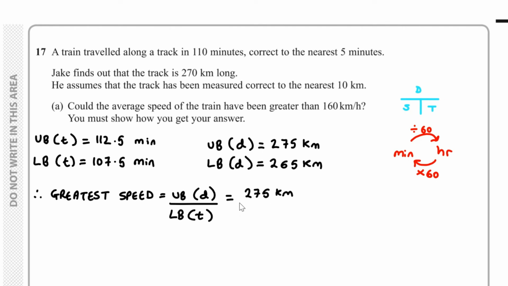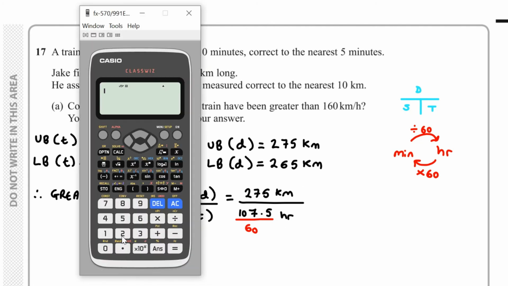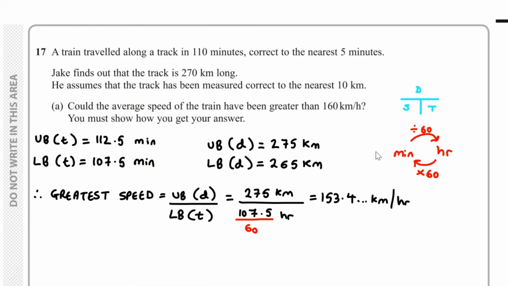So upper bound of distance, that's 275 kilometers, and the lower bound of time, that's 107.5 divided by 60. Let's just show this in red actually. Hours. So I've got 275 divided by 107.5 over 60, which is 153.4 etc. kilometers per hour. And because this is less than 160 kilometers per hour, we can therefore conclude no.